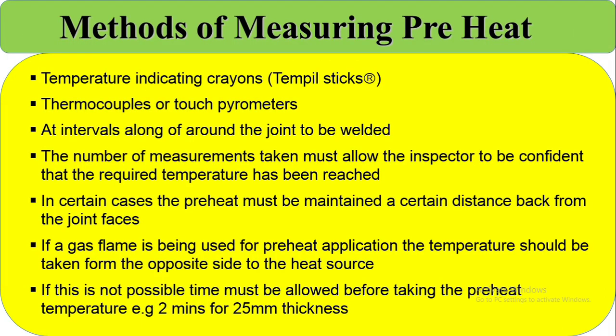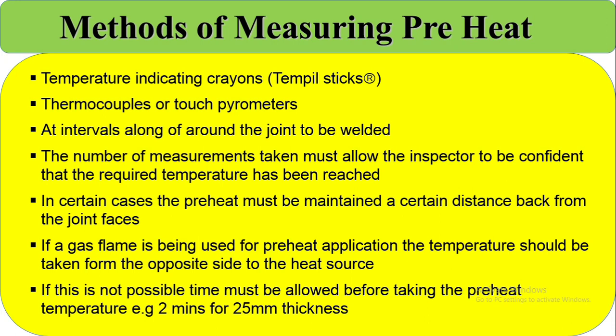Now the methods: how do you measure the preheat? By temperature indicating crayons, you know, the temple stick. Now the infrared thermometer is used. So you can use these to measure the preheat. Thermocouples or touch pyrometers can also be used to check the preheat temperature at intervals along and around the joint to be welded.